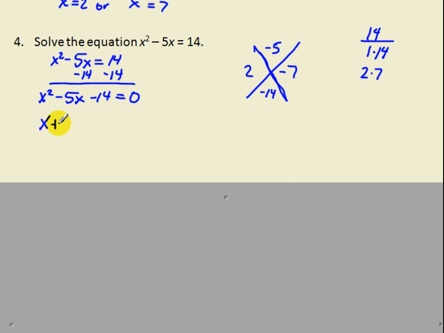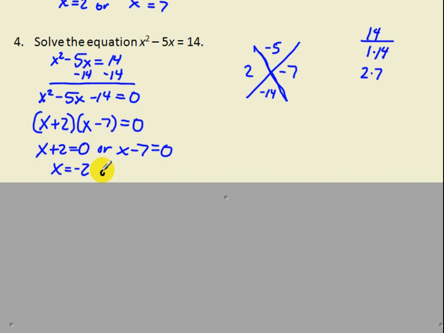We have (x + 2)(x - 7) = 0. And that means x + 2 = 0, or x - 7 = 0. Solve those to get x = -2 or x = 7.